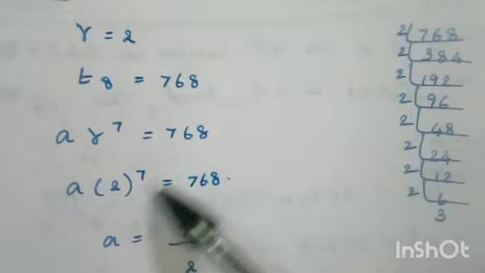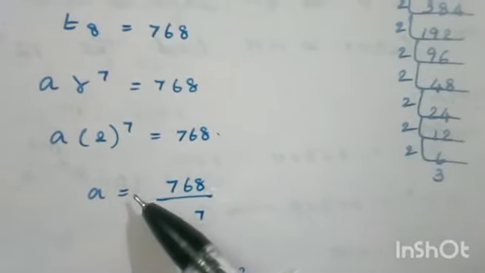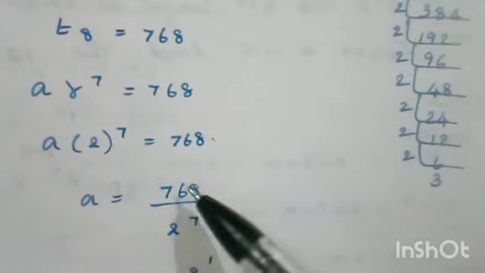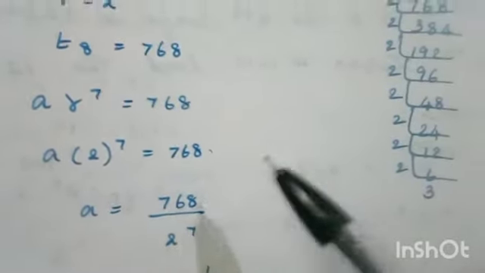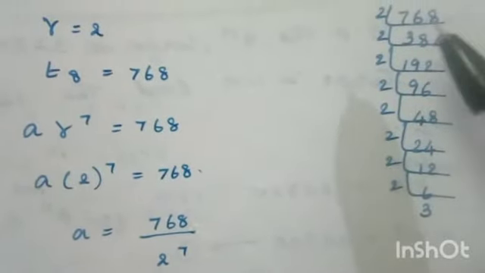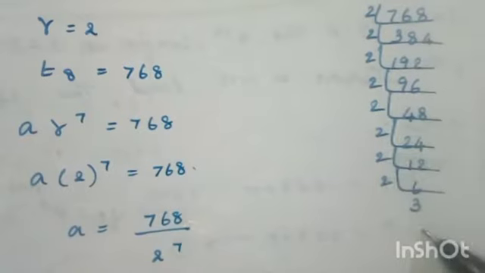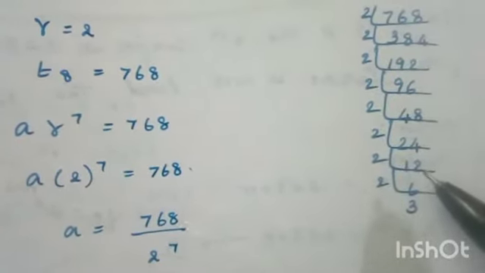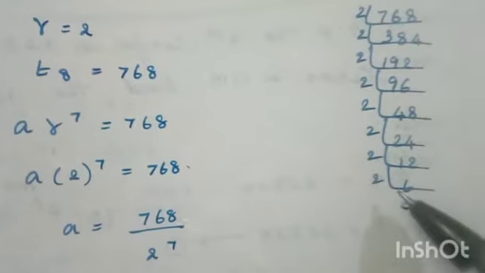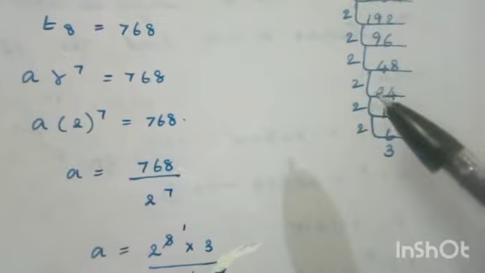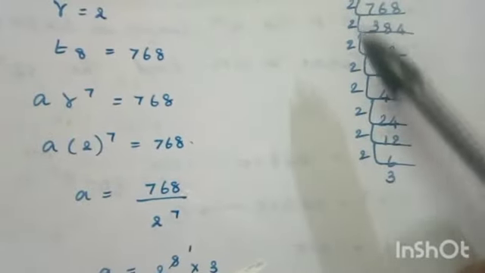You need not expand this 2 power 7. Directly you have to cancel. That is, a equal to 768 by 2 power 7. So you have to make it as a power of 2 by using prime factorization. The previous problem also was like that, so follow the same cancelling method. So you get 2 power 8 into 3, since 2 appears 8 times.